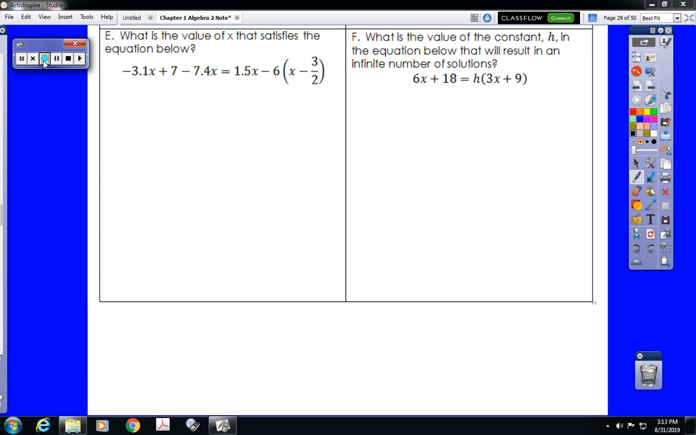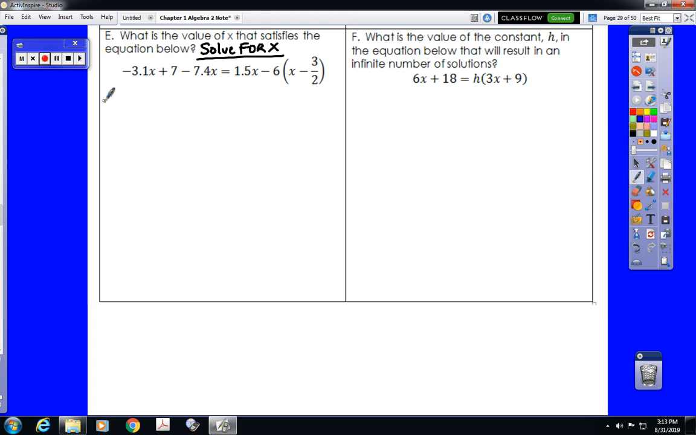This example follows from the ones from the previous video. It says, what is the value of x that satisfies the equation below? That is a really fancy way of saying solve for x. That's all that's saying is solve the equation. Now you'll notice there are some decimals in here. Decimals are essentially fractions. You'll notice how we have 1 decimal place in each of these numbers.